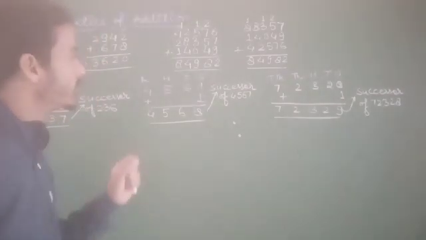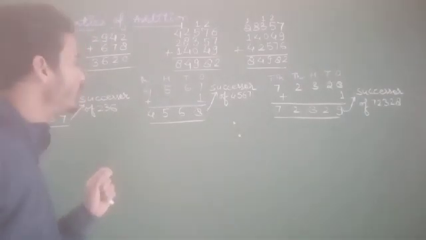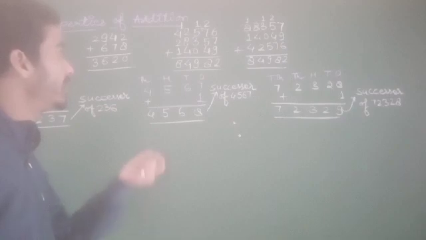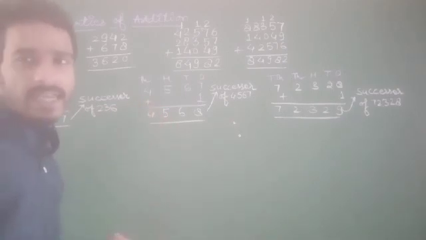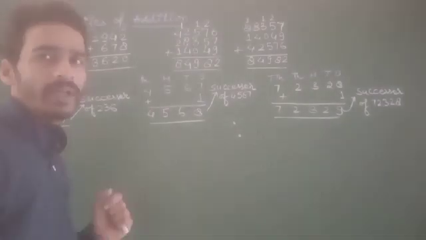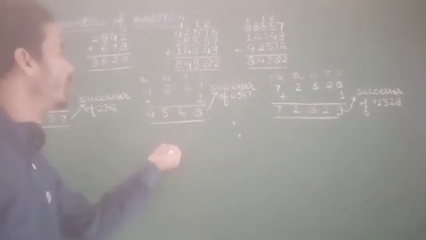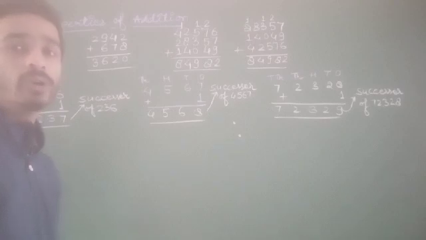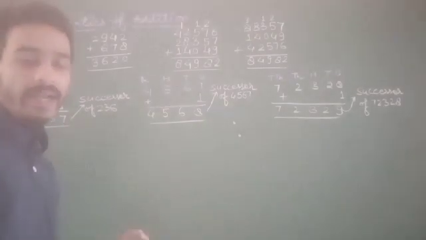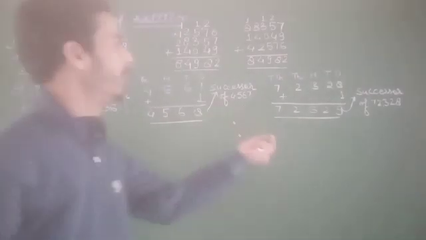4568 is the successor of 4567. And you can also say that 4568 is 1 more than 4567. Okay, so hence here we have proved that when 1 is added to a number, the sum is the successor of a number. Let's see another example.